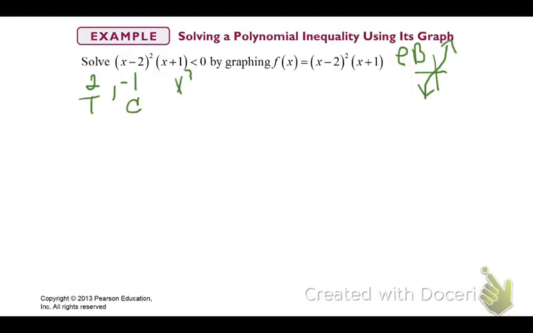And we know that it was a degree of 3, so we know we have 2 turning points, right? And what is our y-intercept? But how do we find y-intercepts? We plug in zeros for x's. If we plug in zeros, we're going to have 0 minus 2 squared times 0 plus 1. What's that going to give you? 4. So your y-intercept is 4.